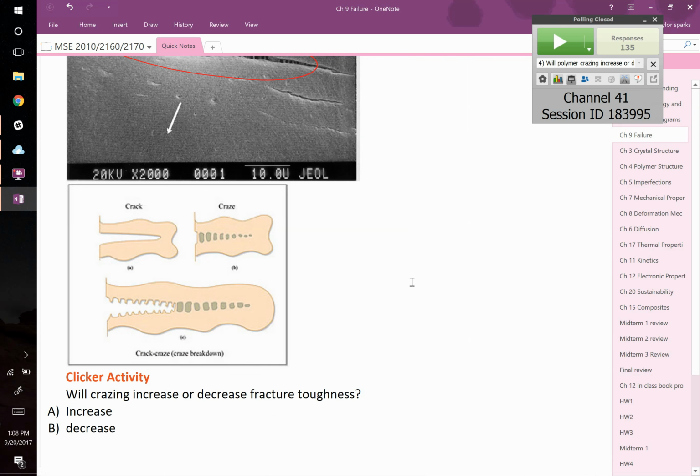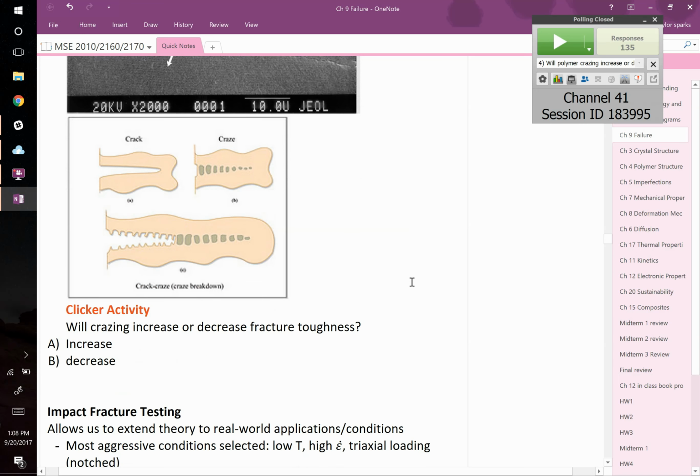Yeah, Spence? How do you cause crazing? How does that happen? Let's wait till we get to the polymers chapter. We'll come back to it. So we will return to polymers.